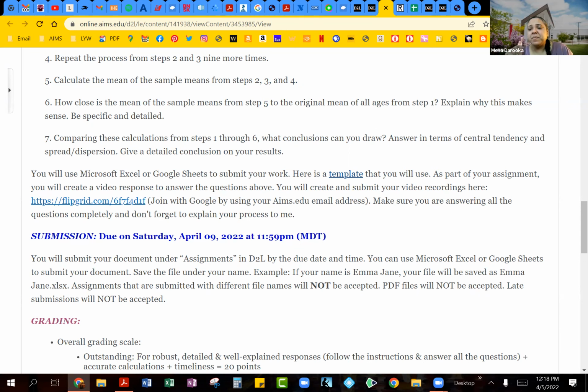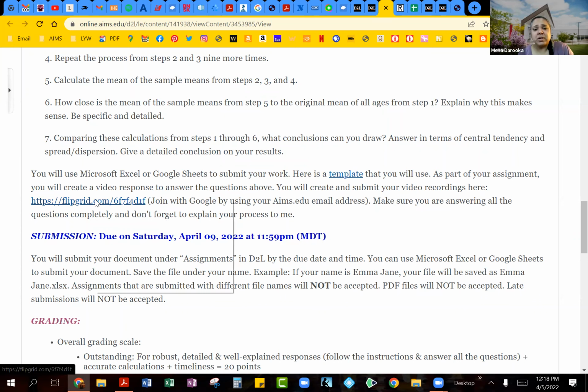Now, if you are going to be submitting the Google Sheets as part of your assignment, apparently D2L does not let you attach Google Sheets as an attachment. So just include the link of your file in your comment section under assignments in D2L. Apparently Google Sheets and D2L have some trouble communicating with each other. And then, again, your conclusions are going to be recorded in Flipgrid.